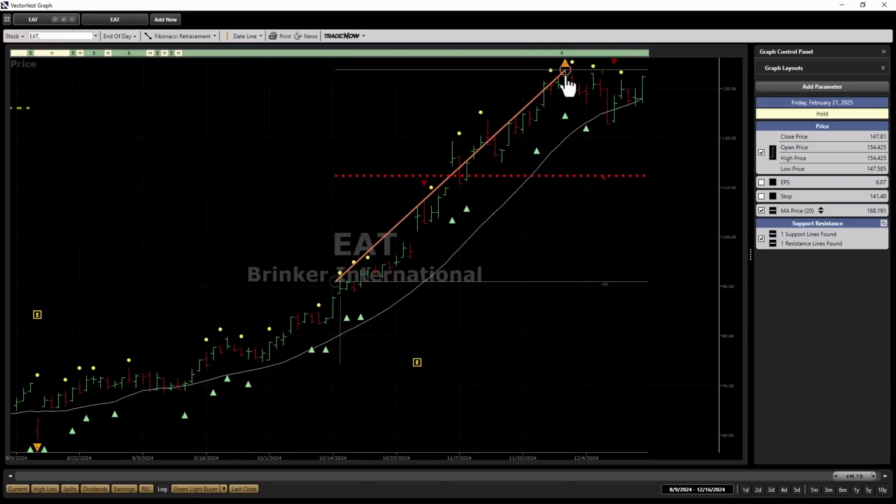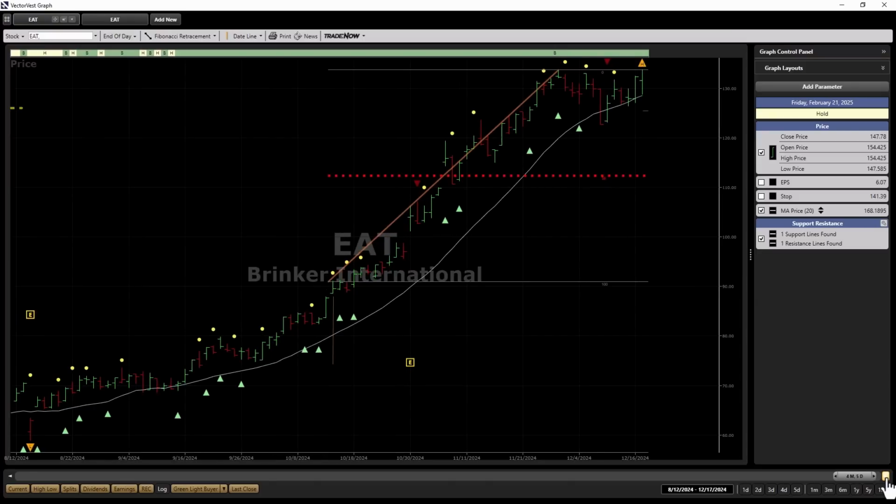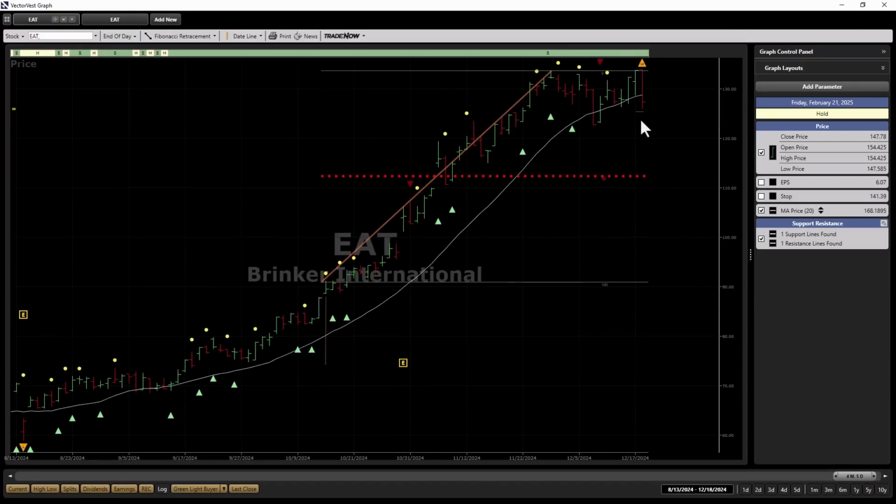Now, notice we haven't made a 52-week high yet. We're still back here on the 52-week high, so that line in the sand, that hard stop hasn't changed yet. Next bar comes in, next bar comes in, okay? Now, what happened right here on December 18th? We have that close below.